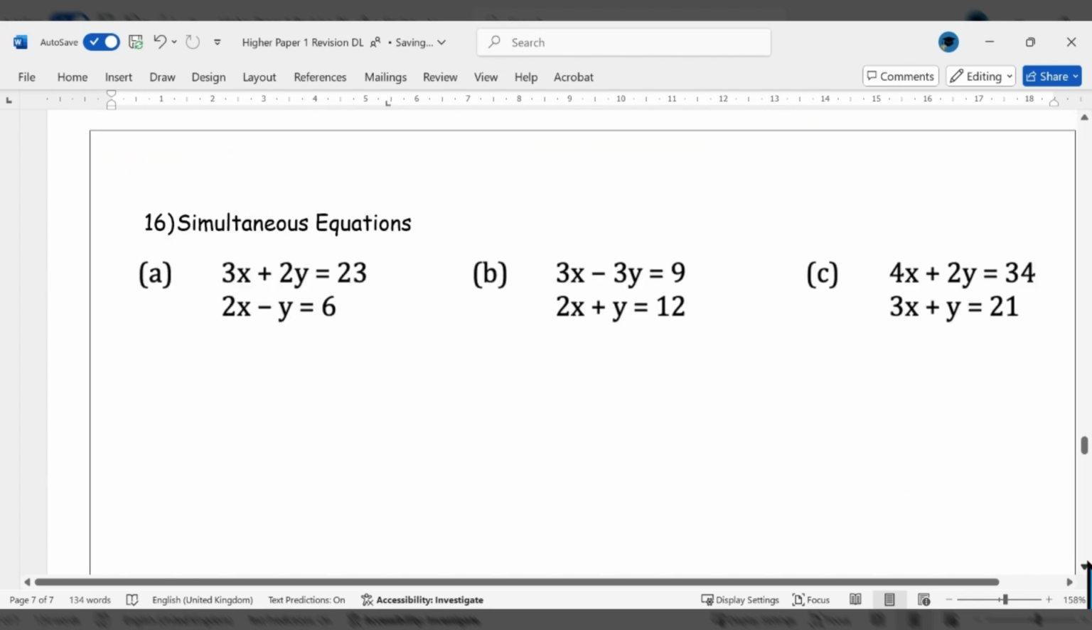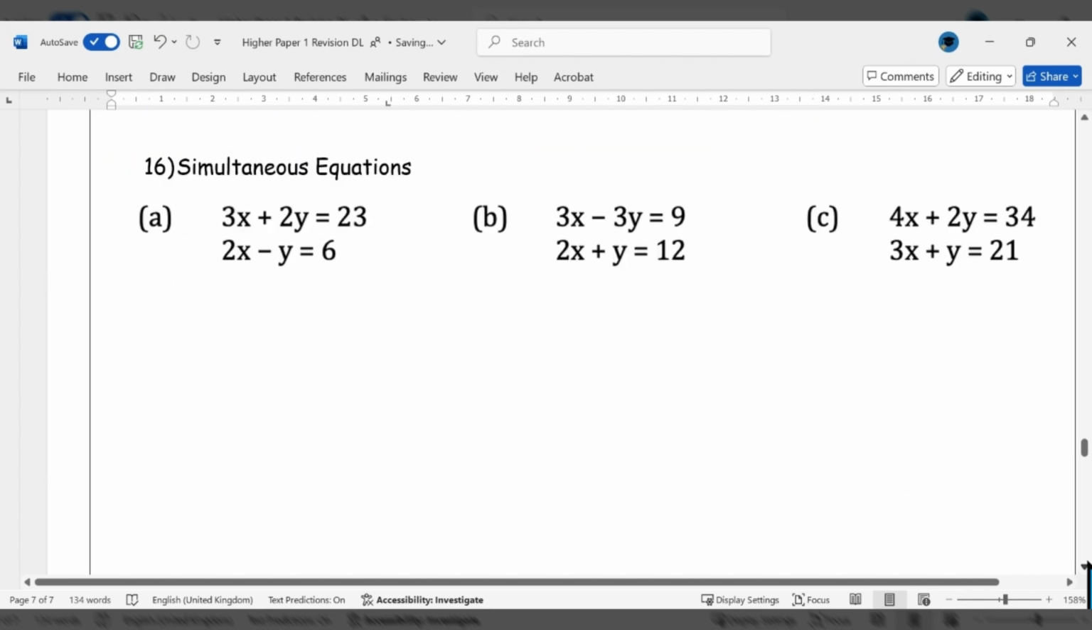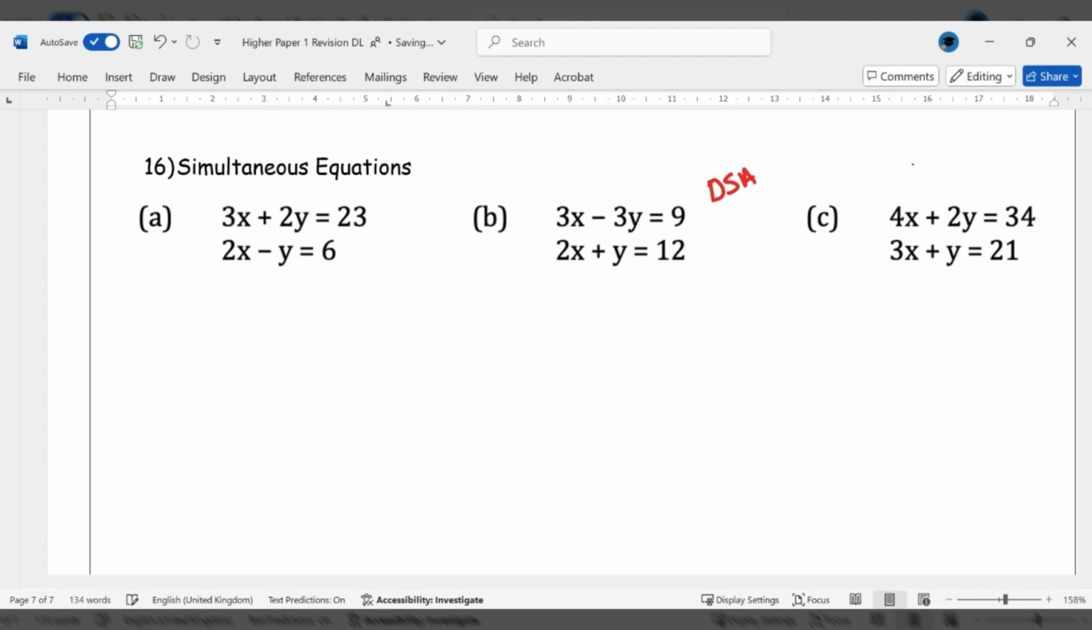Simultaneous equations. Ooh, right. Let's do a DSA one. Yeah, let's do a DSA one. This one would be an SSS, same sign subtract. I'm going to do a different sign.